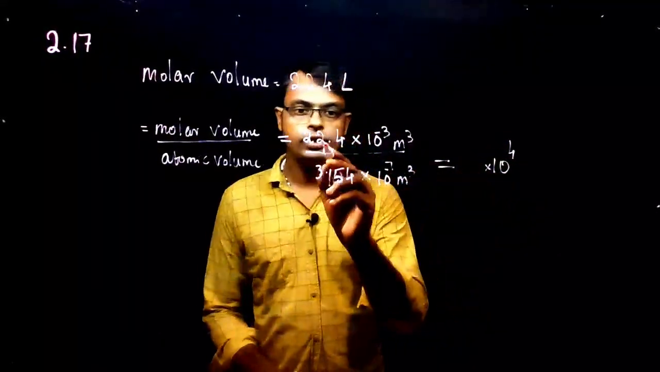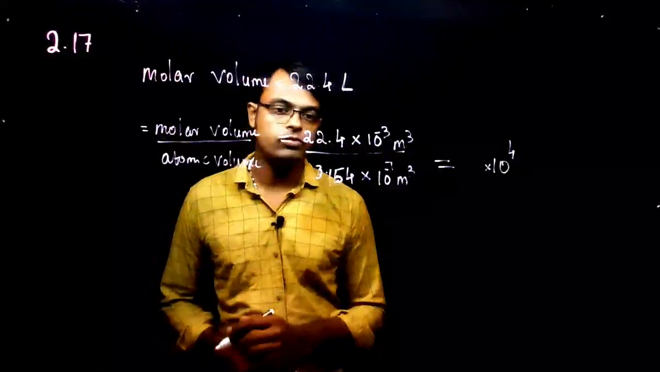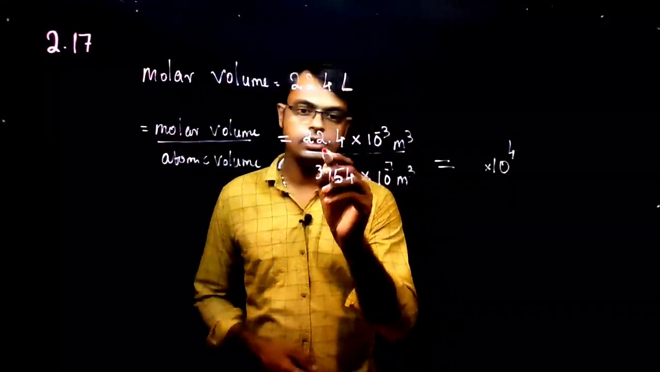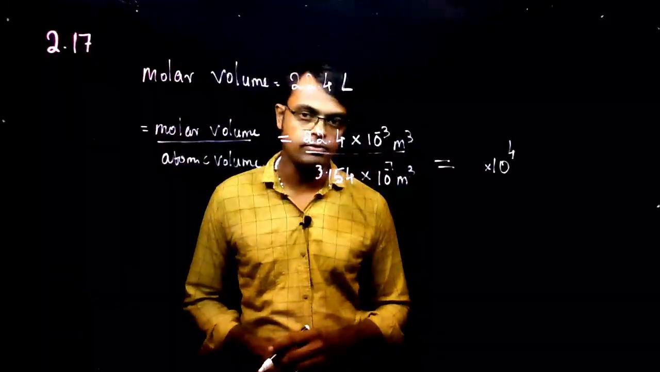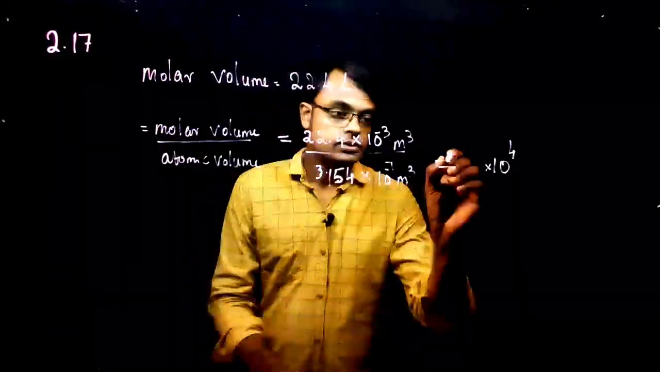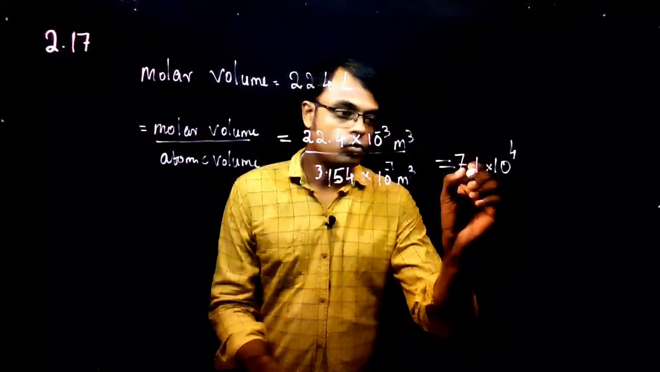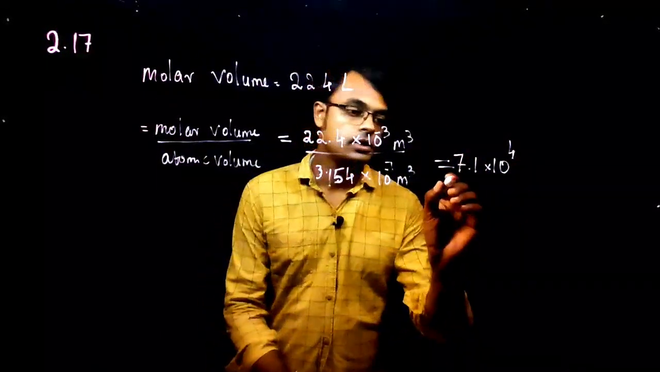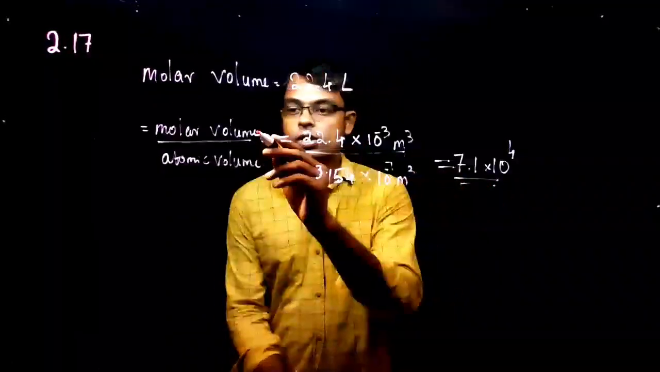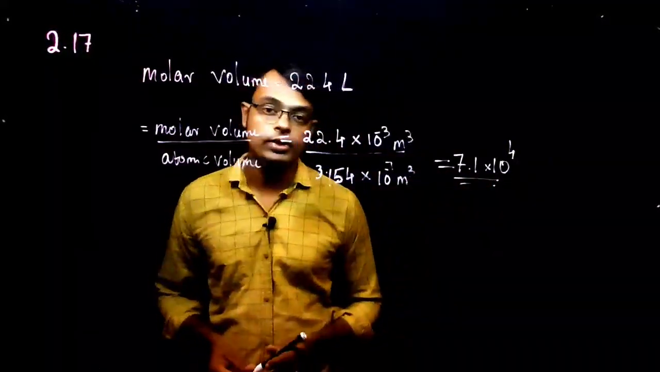Now 22.4 divided by 3.154. So you can see here it is approximately what? 22 and 7. 7 point something will come here. So the actual value is 7.1 into 10 to the power 4. So this is the ratio of molar volume to the atomic volume.